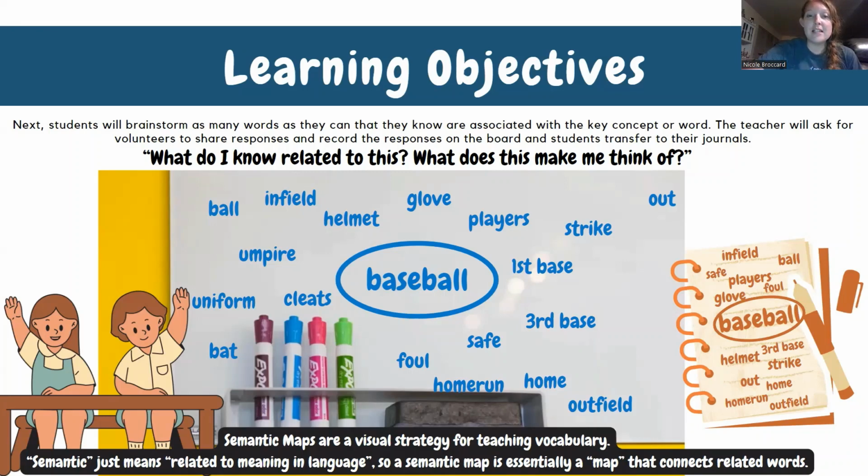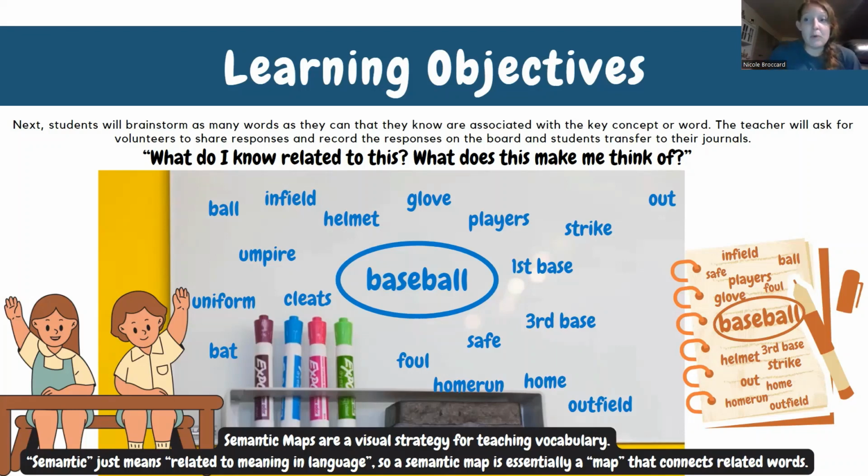When they're doing this part of the strategy, they need to think of what they know that is related to the word, and what the word makes them think of. Semantic maps are a visual strategy for teaching vocabulary. Semantic just means related to meaning and language. So a semantic map is essentially a map that connects related words.